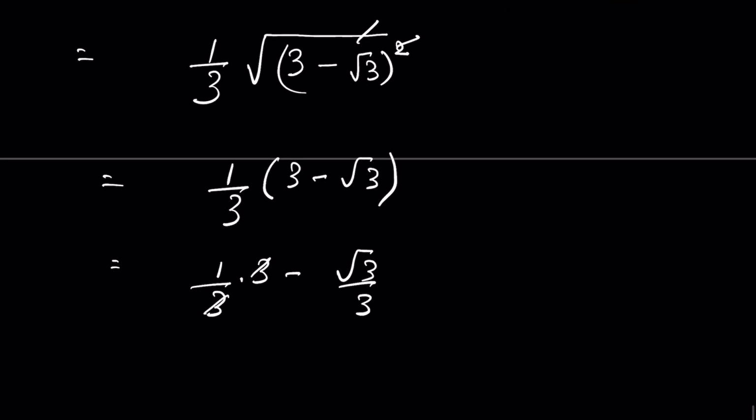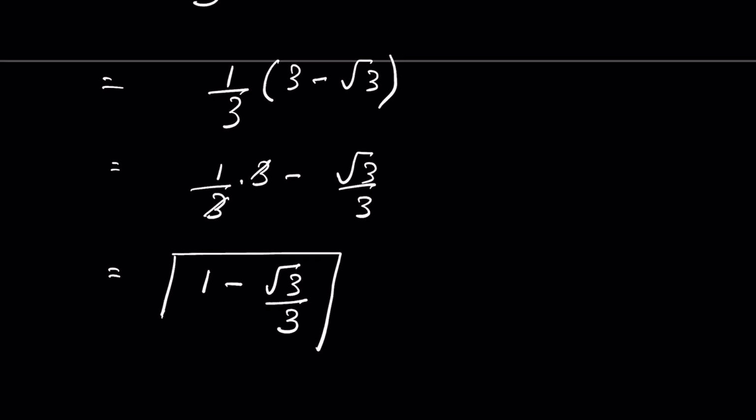3 and 3 here get cancelled. So 1 minus square root of 3 upon 3. This is our answer. How did you solve it?